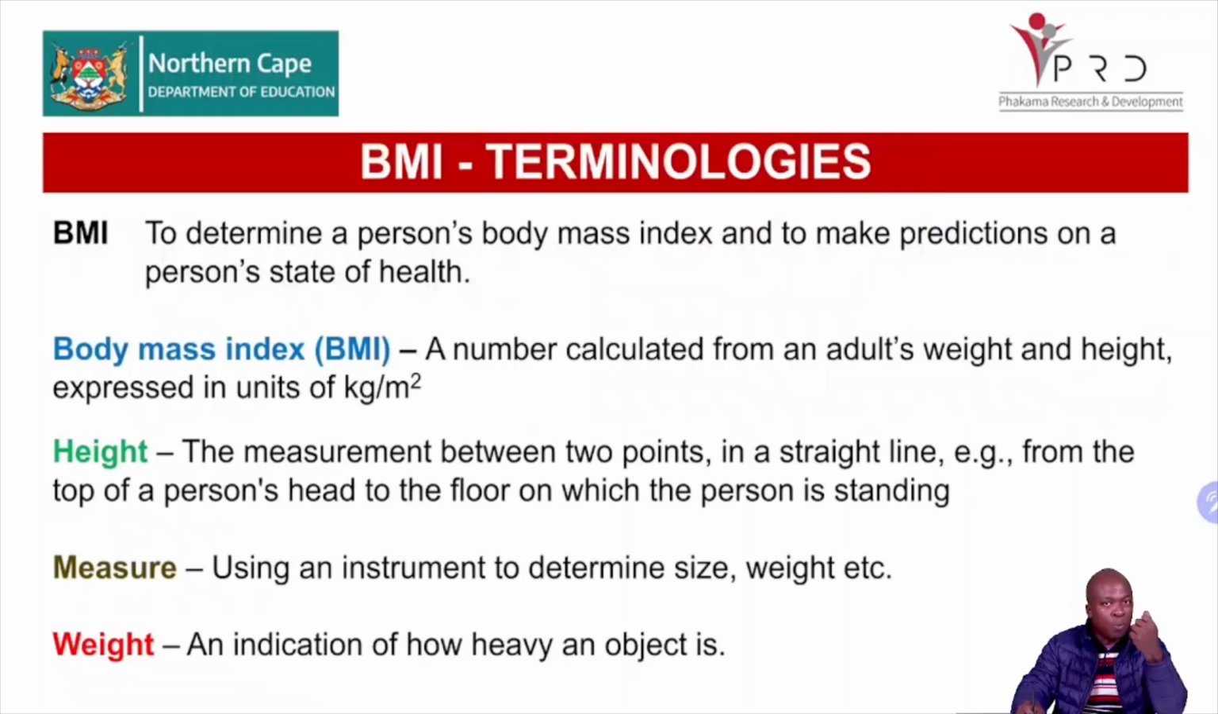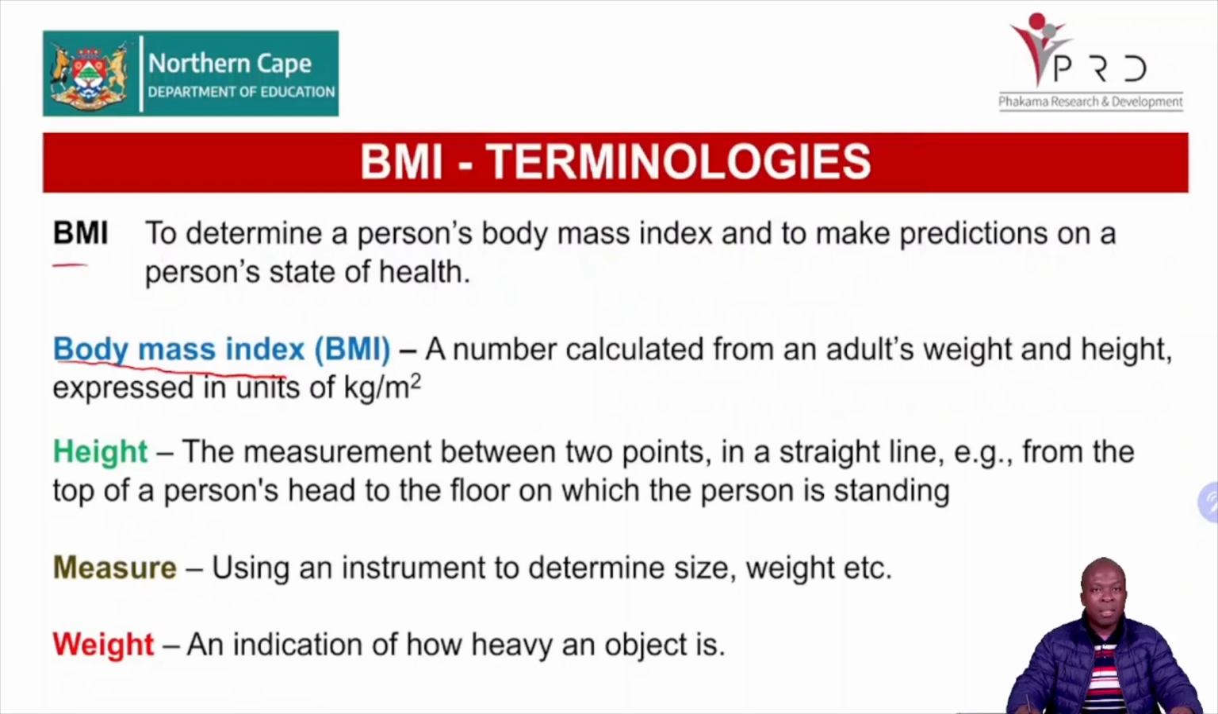The second one that we are looking at is the full meaning of BMI. That's why I've written here body mass index. So whenever we talk of body mass index, we are talking of a number that is calculated from an adult's weight and adult's height, and then the answer we express is in kilograms per meter squared. We'll be doing some examples so that you will know how it works.